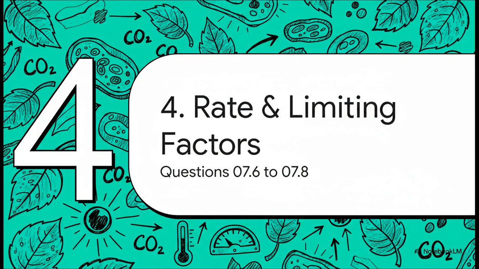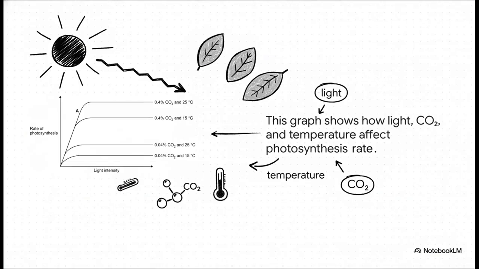Okay, let's switch gears. We're moving on from the basic principles now and into data interpretation. This is all about the rate of photosynthesis and the things that can limit it. So the exam gives you this graph. And whoa, there's a lot going on here. It shows how light intensity affects the rate of photosynthesis under 4 different conditions. The next few questions are all about pulling information from this graph, so you really have to pay attention to what each of those lines represents.